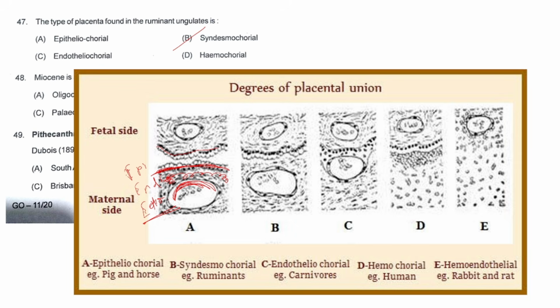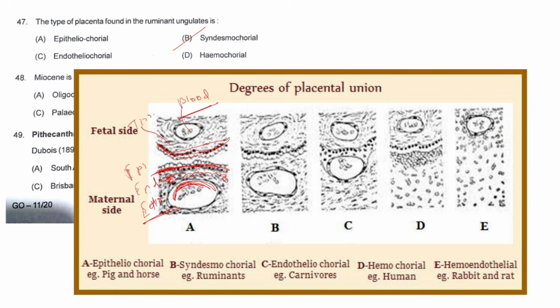Fetal side, the first layer will be the chorionic layer, isn't it? Then there will be the tissue of the fetus, and there will be the blood, or the endothelium layer, of the fetus. So these 3 layers, 6 layers in total, 3 from the mother side, 3 from the fetal side.